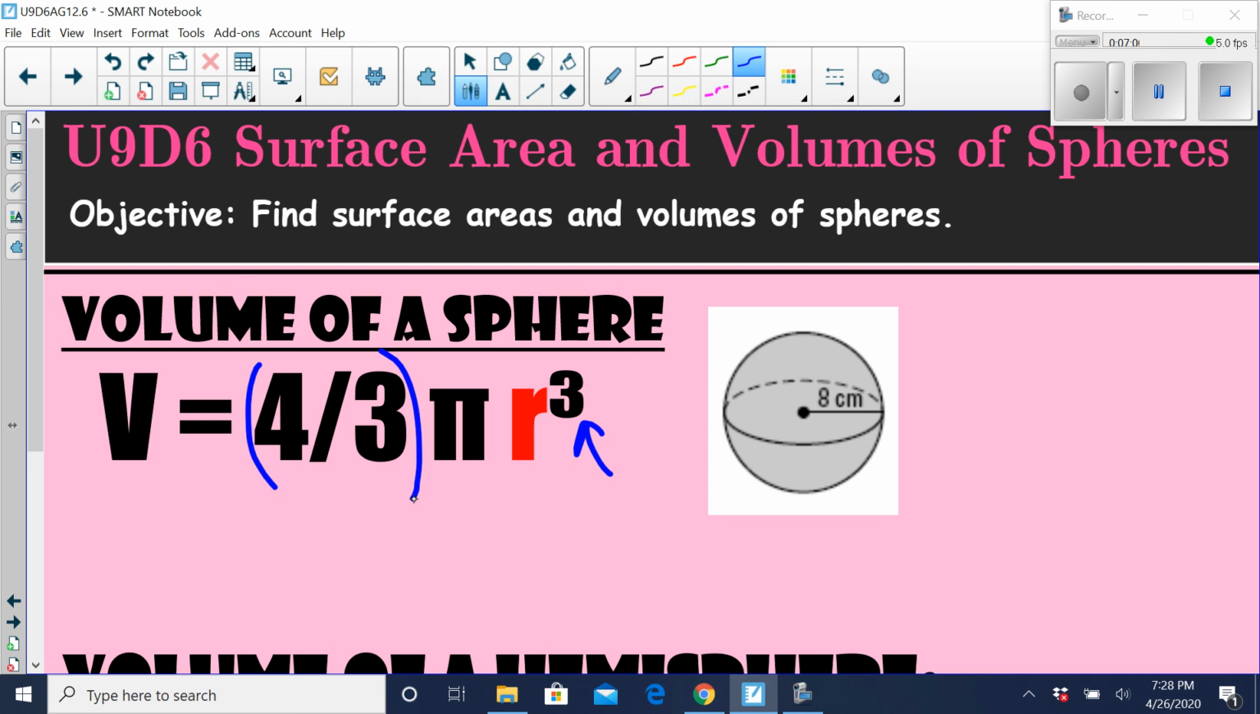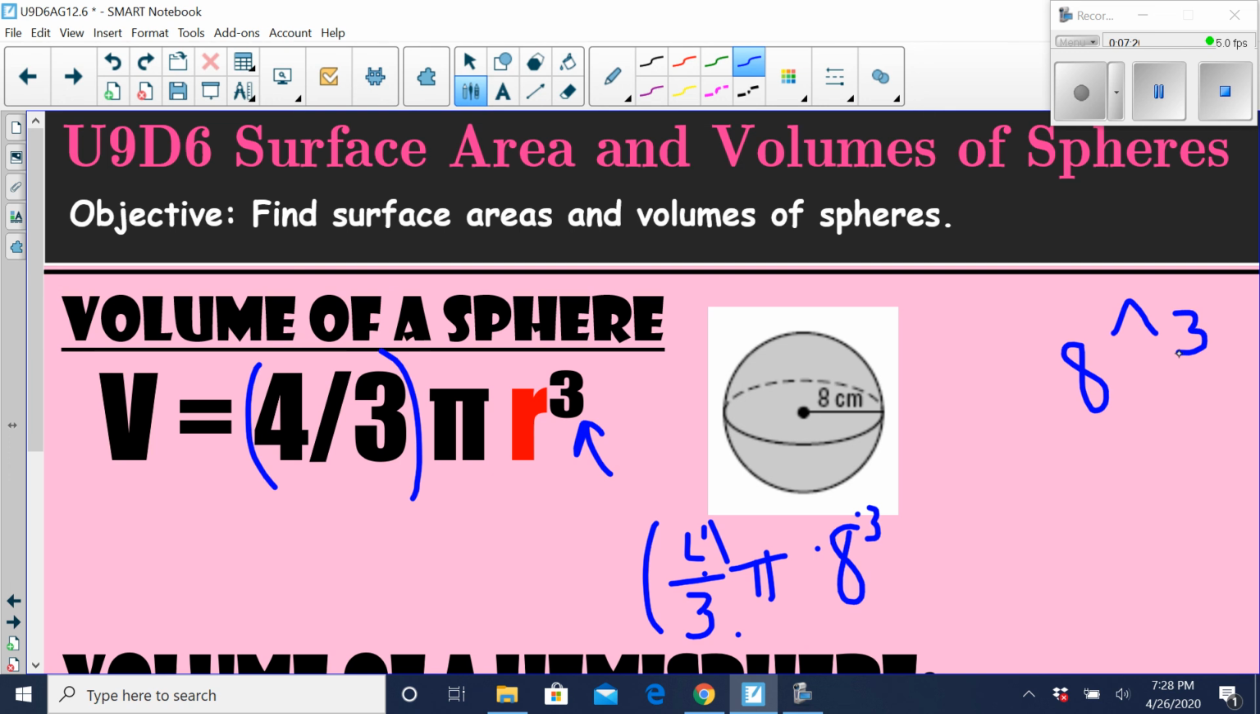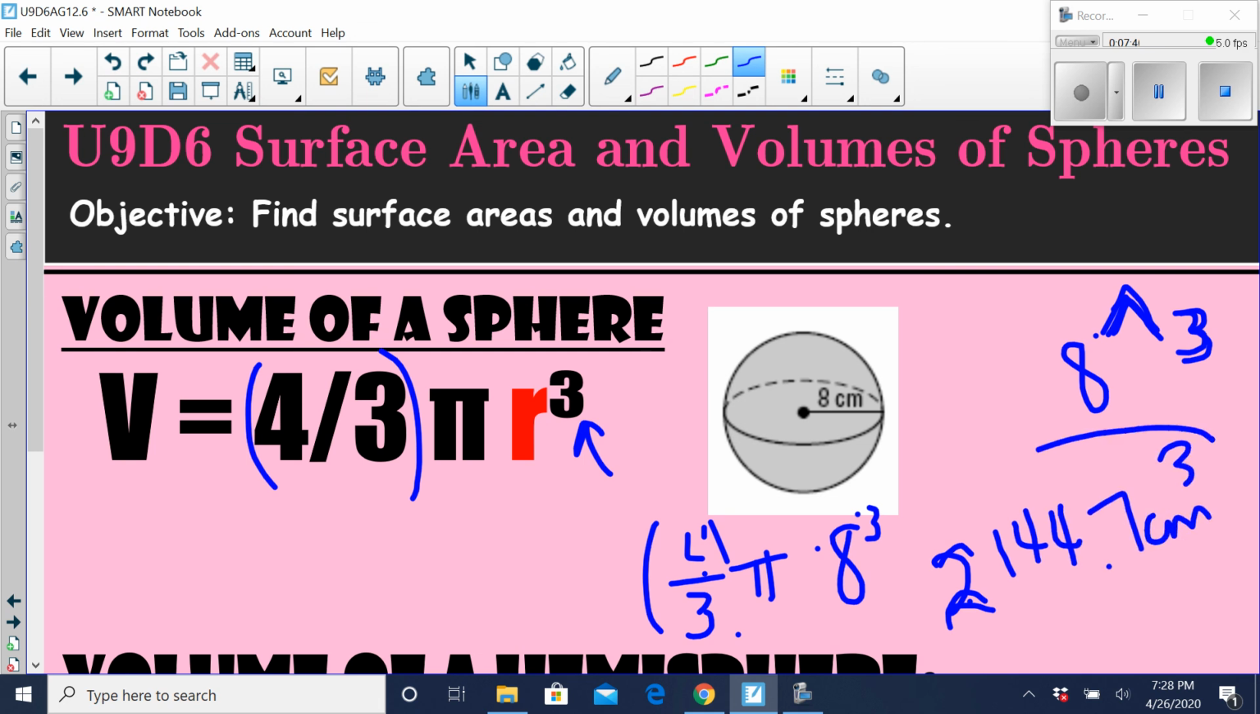It is cubed, okay? So like for this example, I would say 4/3 times pi times the radius, which is 8, and then I need to go 8 cubed. On your calculator, you might see a little symbol that looks like that. It's called a caret. That means it's going to take this number right here up to the exponent. So that's what you need to look for on your calculator, 8 to the 3rd. Okay, so if I calculate 4/3 pi times 8 cubed, I end up with 2,144.7 centimeters. Volume, once again, is centimeters cubed.